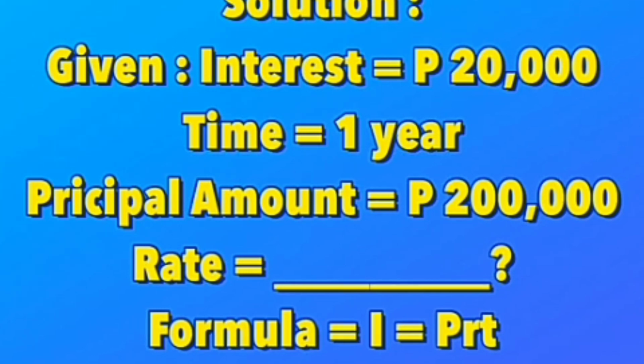So in this situation, we can use the very common formula I equals PRT. I stands for the interest, P stands for the principal, which is the amount, R is for the rate, and T for the time, and time is expressed in 1 year. Okay, we have to solve now.